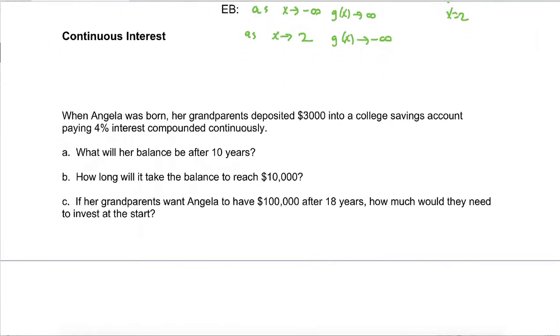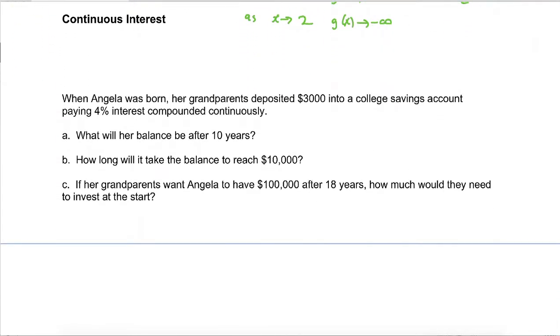And then the last piece, which really is totally different, is not connected, is something called continuous interest. Continuous interest takes where we started from the beginning of the lesson with our talk about what e is, and it makes it a little bit more concrete. So we're going to use this formula, A equals P times e to the rt.